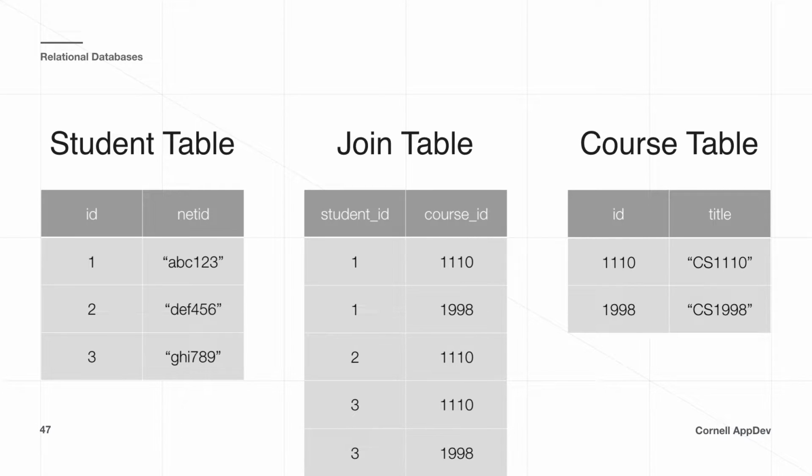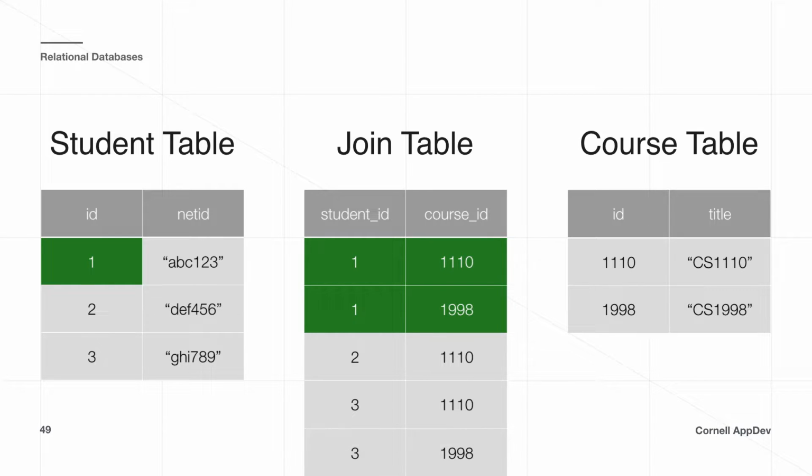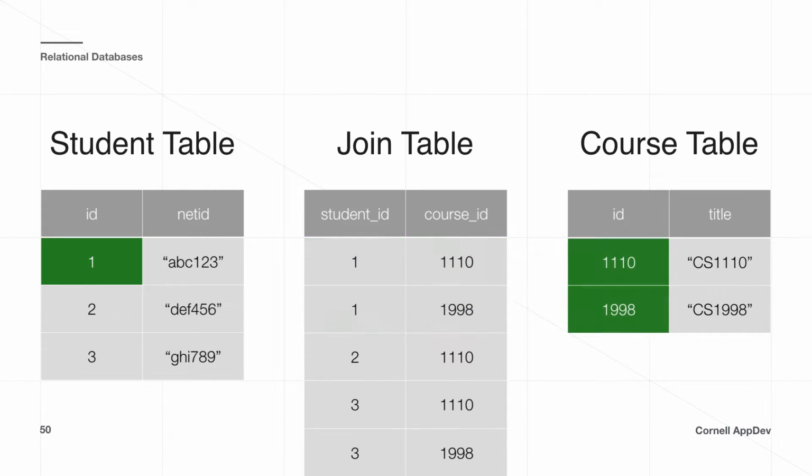It serves as the intermediary to go back and forth between the two tables' related information. So say we want to look at student 1 and find the classes that they're taking. We'd go to the join table and find every row that has a student ID of 1. We'd see it's related directly to a particular course ID. So in this case, 1110 and 1998. And so we traverse over this bridge table, this join table, to find the classes that the student is enrolled in.